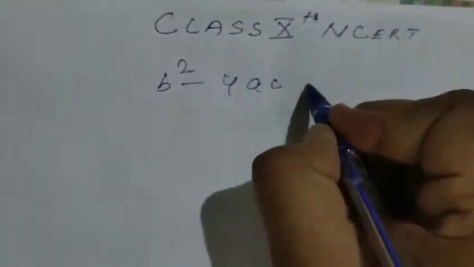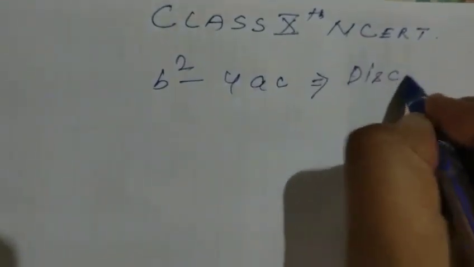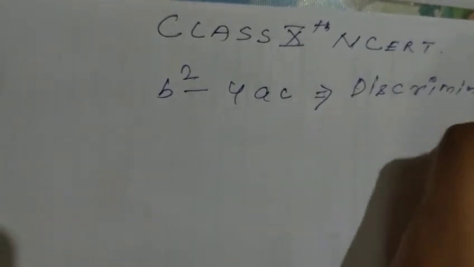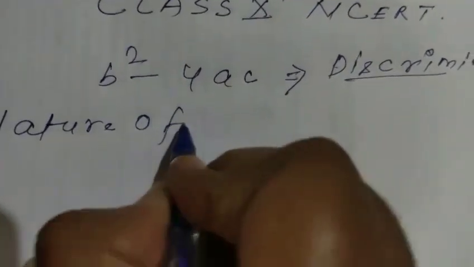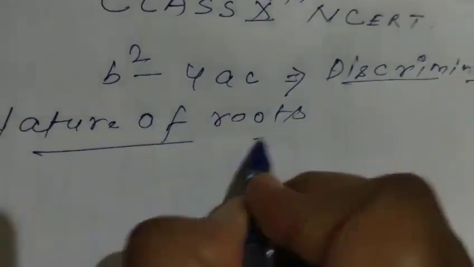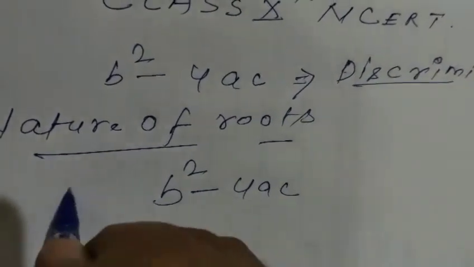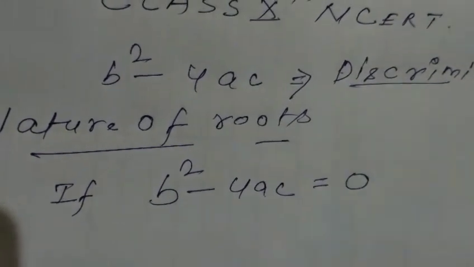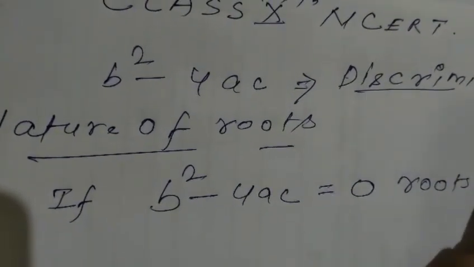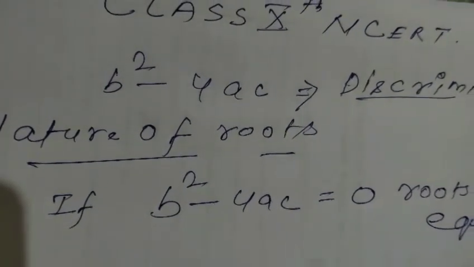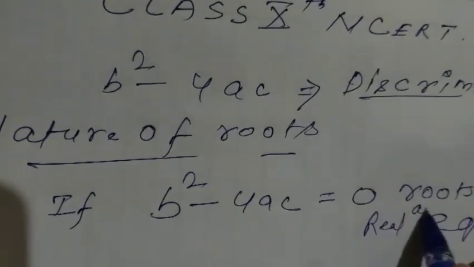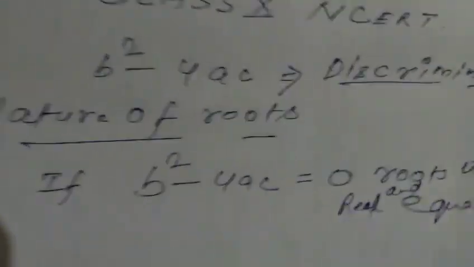Let us move to the fourth formula. b square minus 4ac is known as the discriminant. Fourth formula, we have to find the nature of roots. If b square minus 4ac equals 0, then roots will be real and equal.